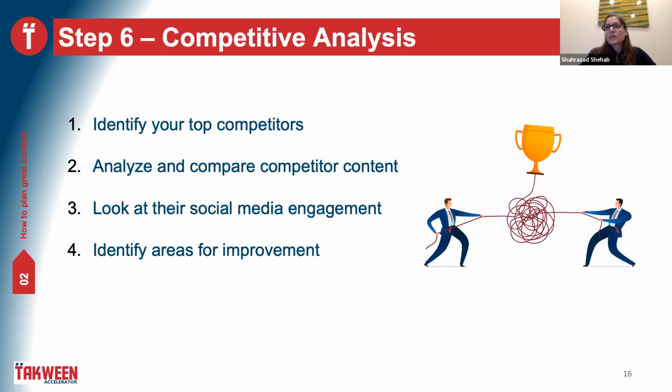How can you do a competitive analysis? First, identify your top competitors. Then analyze and compare competitor content with your content. Look at their social media engagement and see what type of content people are engaging the most with. Finally, identify the areas that you are going to improve in your strategy.